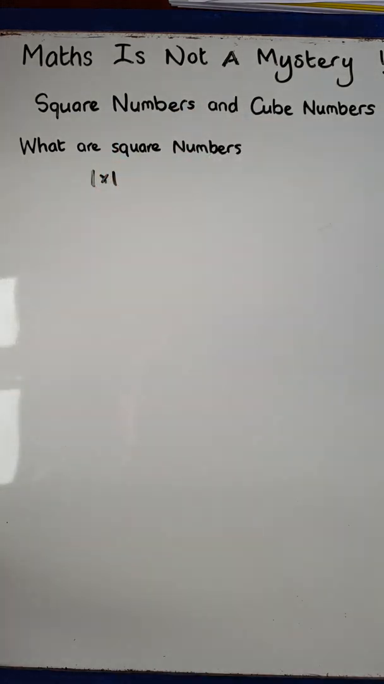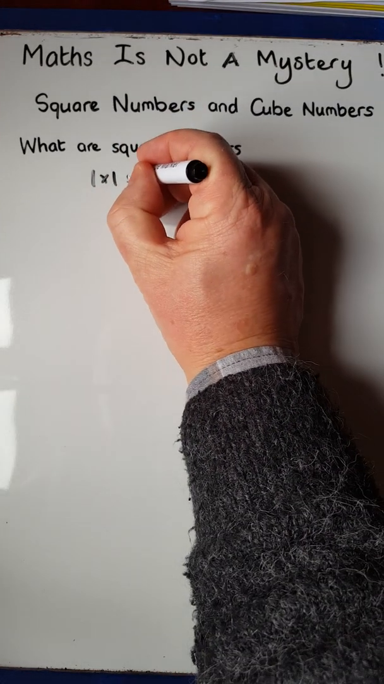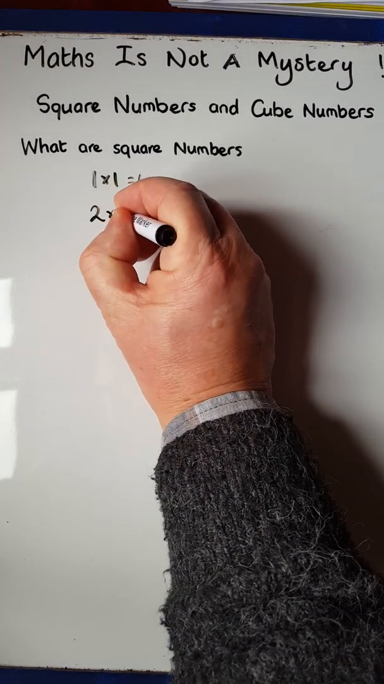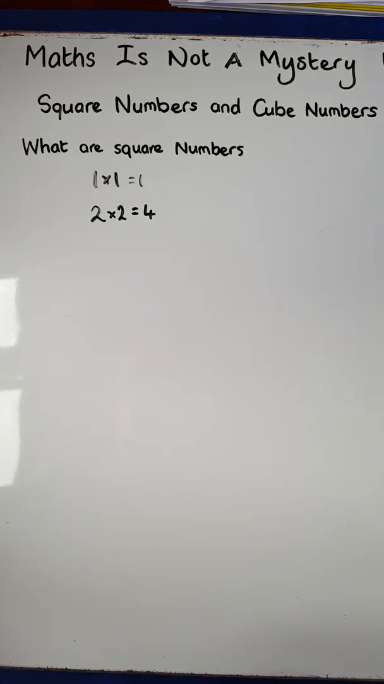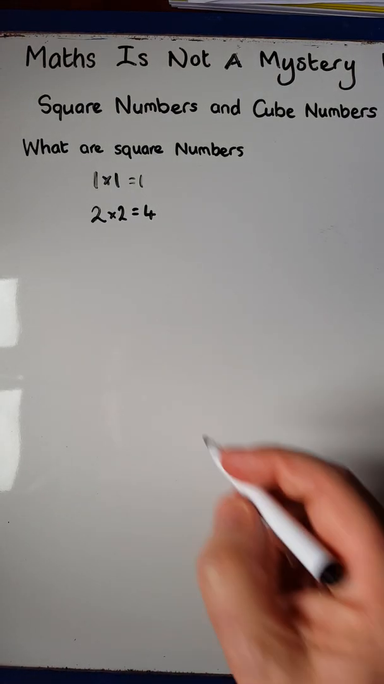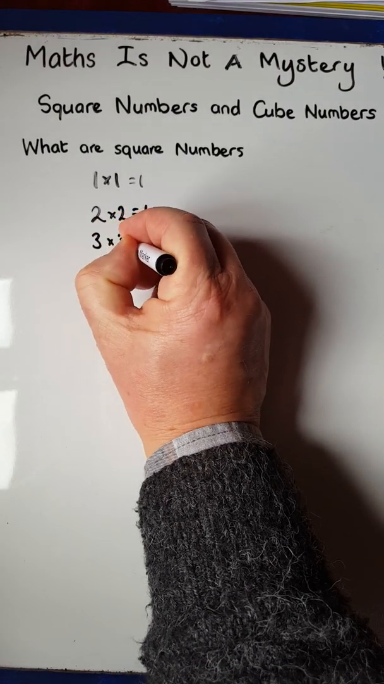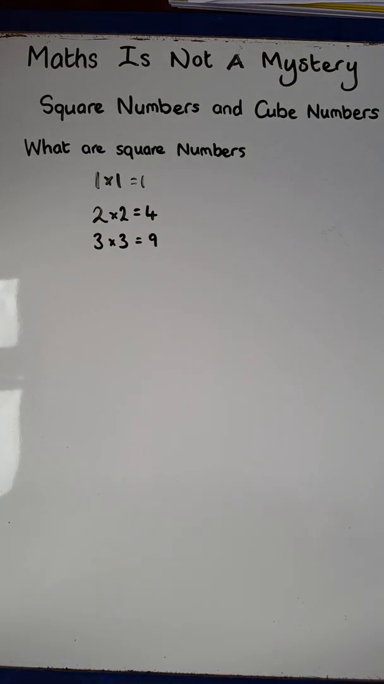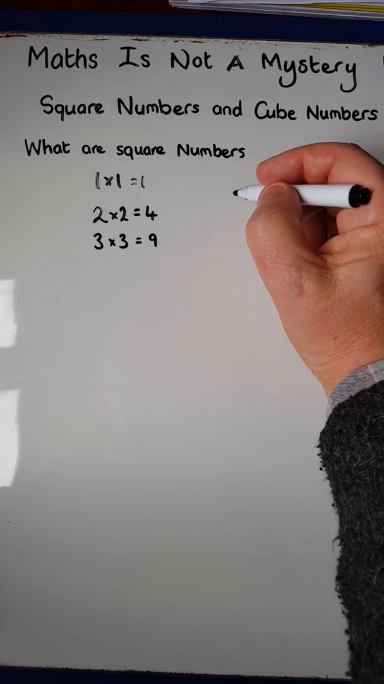1 times 1. The answer to that is 1. 1 is a square number. 2 times 2, the answer to that is 4. 4 is a square number. 3 times 3, and of course the answer to that is 9. 9 is a square number. 4 times 4, 5 times 5, 1,000 times 1,000, 1,000,000 times 1,000,000. As long as the numbers on both sides of the times sign are the same, your answer is a square number. Why is it called a square number?